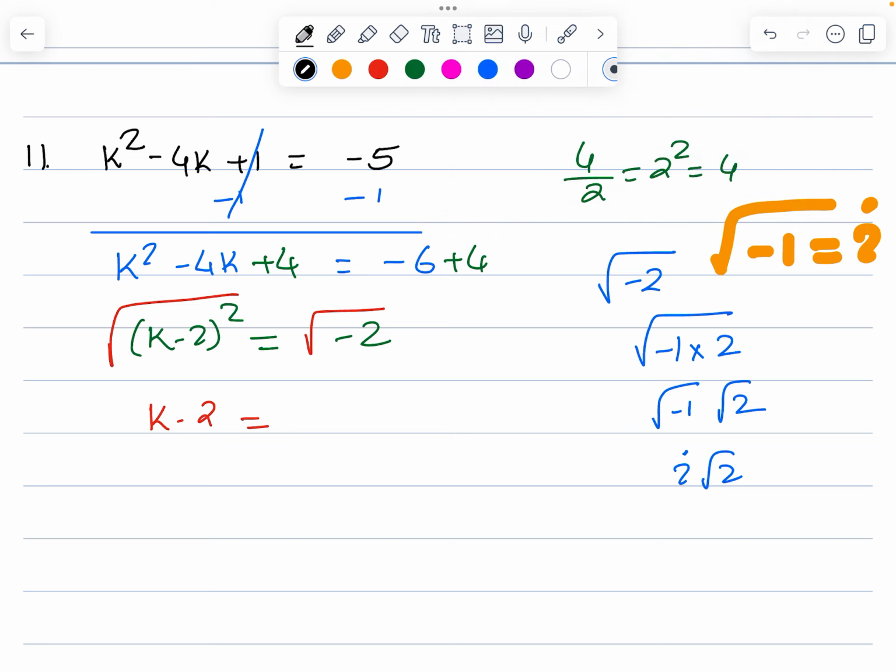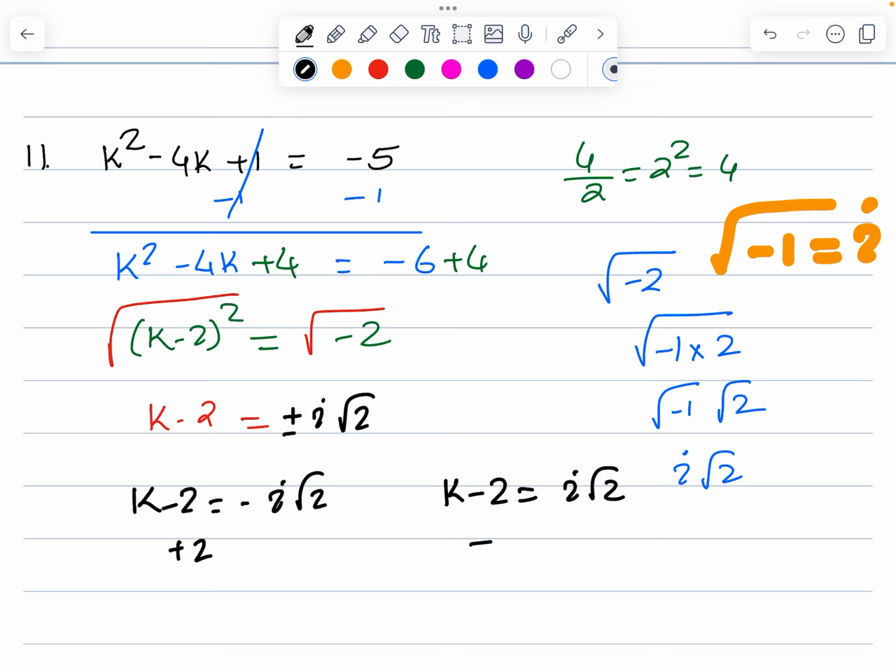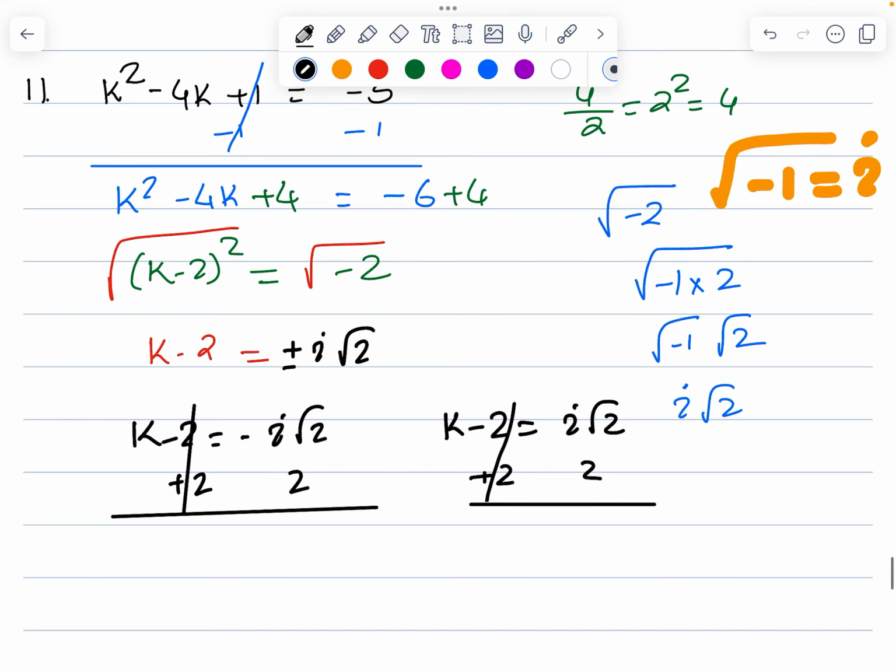So now we have plus or minus i root 2. I take one time negative i root 2 and one time positive i root 2. Then again add 2 on either side and cancel them out. 2 cancels, 2 cancels. So what do I get? k equals 2 minus i root 2. k equals 2 plus i root 2.